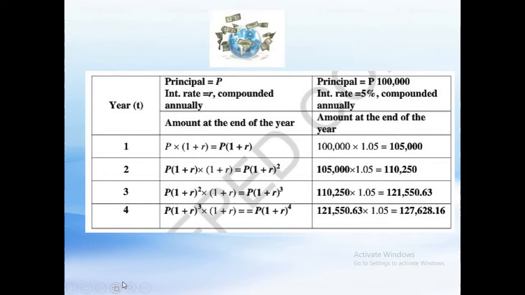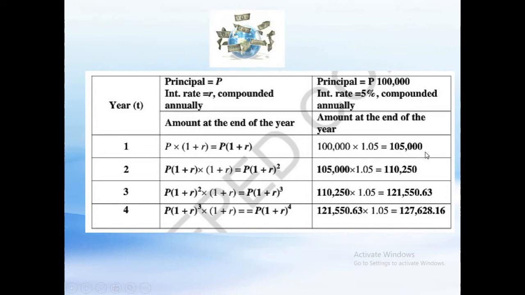On the first row, in the first year, the principal multiplied by 1 plus R. So that is P multiplied by 1 plus R. The R here, or the rate, is 5% or 0.05. So 100,000 multiplied by 1.05 is equal to 105,000.